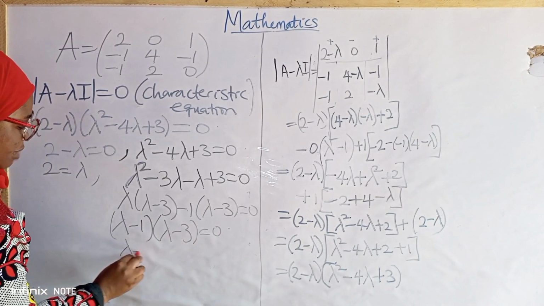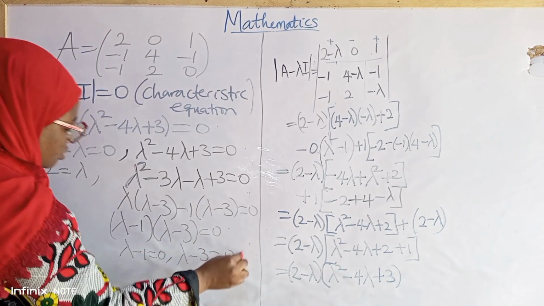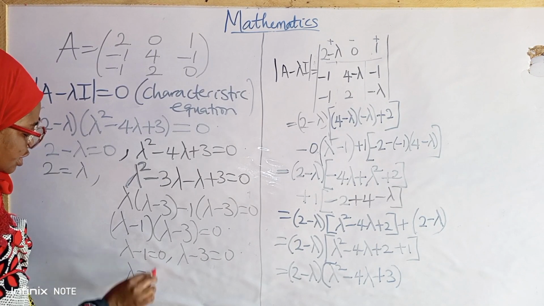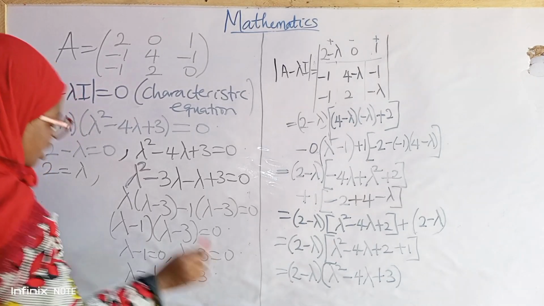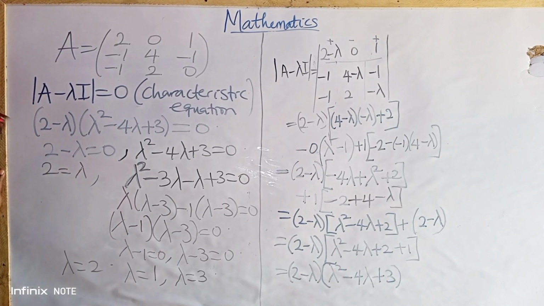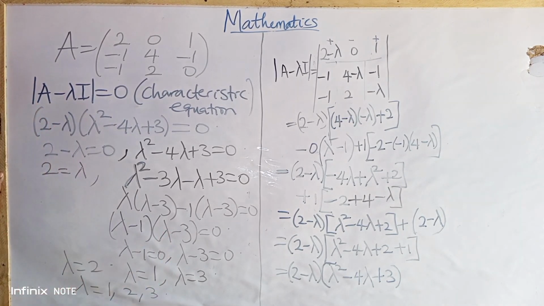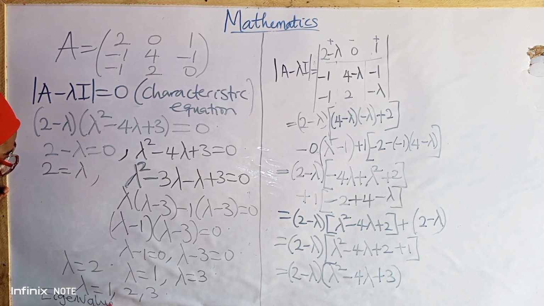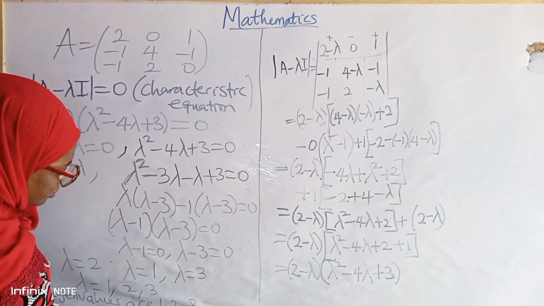So that means lambda minus 1 is equal to 0, or lambda minus 3 is equal to 0. So I have lambda is equal to 1, then lambda is equal to 3. Don't forget I have lambda is equal to 2 already. So from here I can now say that lambda is equal to 1, 2, 3. So that is the eigenvalues. So we can say that the eigenvalues are 1, 2, 3.